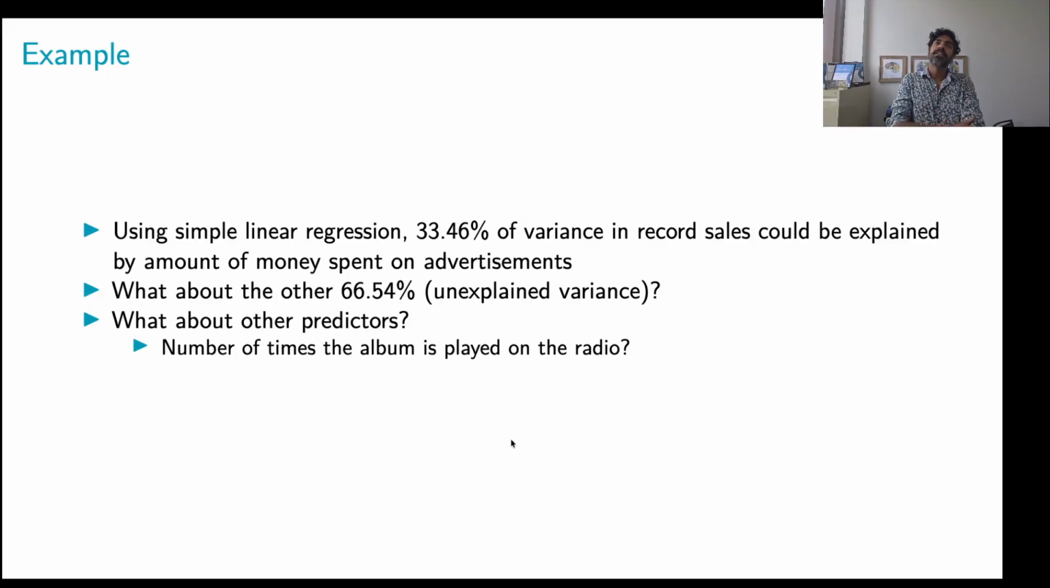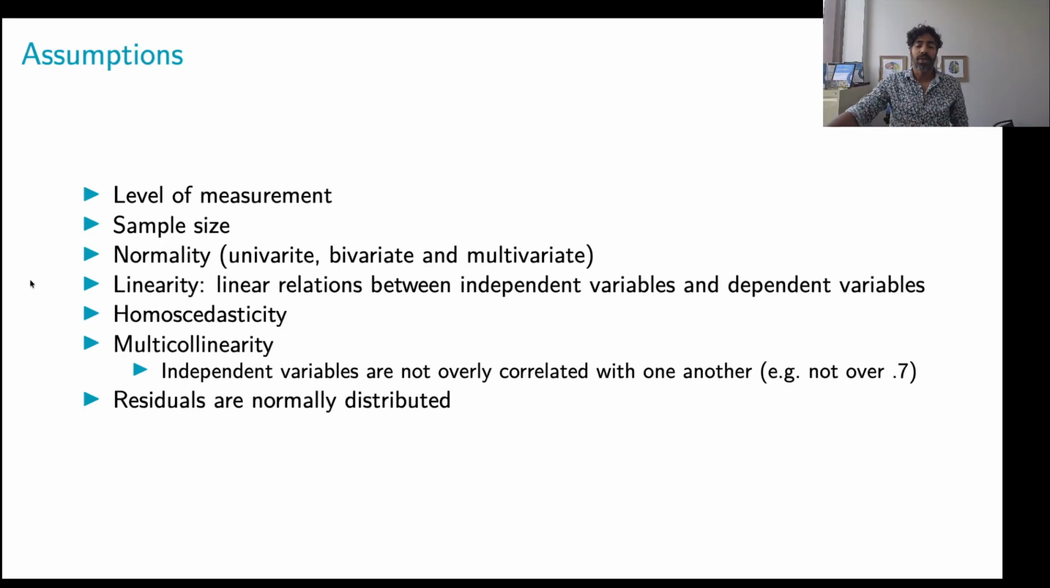But you may be asking yourself, well, what about the other 66.54% of unexplained variance? Are there other predictors that may account for the variance in what sells a record or not? Maybe the number of times the album is played on the radio. And so we can ask and answer this question, but we first need to look through assumptions.